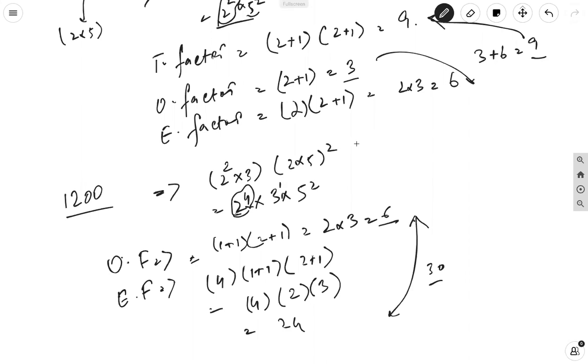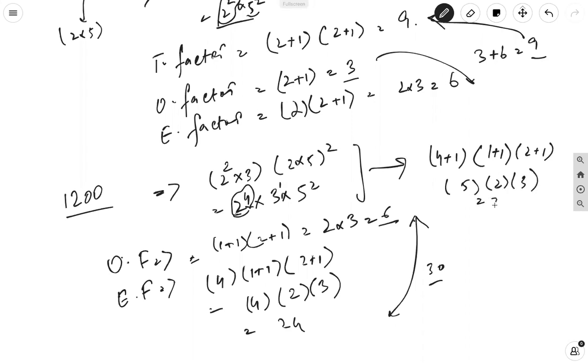We can check that by checking the total factors. That will be 4 plus 1 into 1 plus 1 into 2 plus 1. So this is 5 into 2 into 3. Those are also 30, right? I shall explain again.